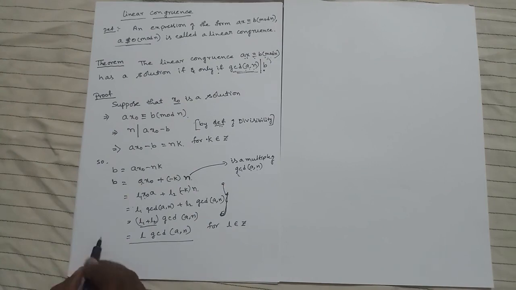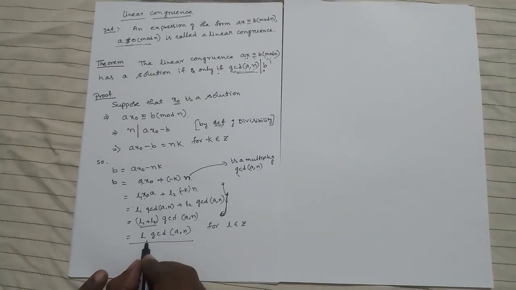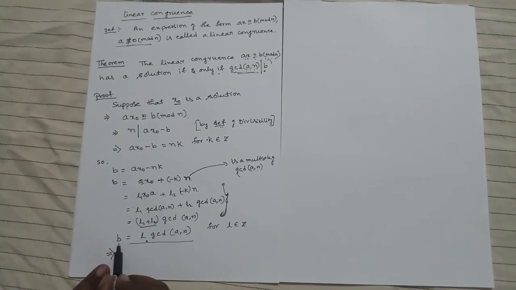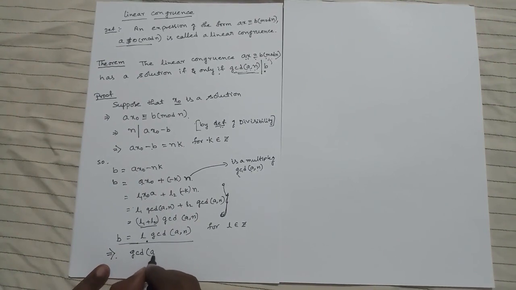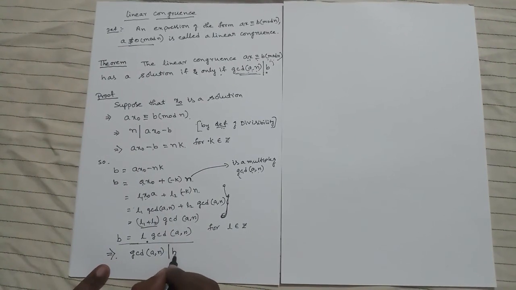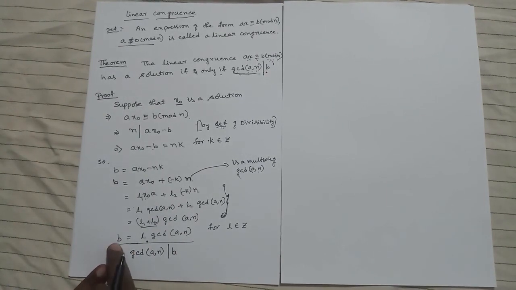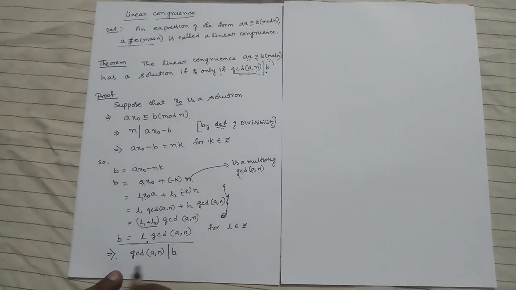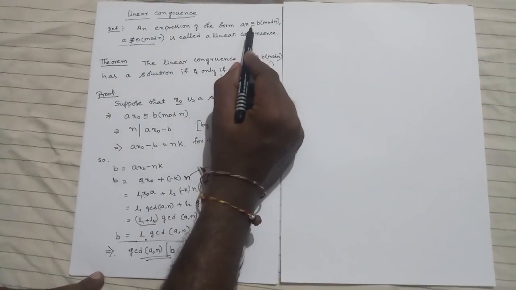Therefore, here b is there, so this can be written as GCD of a comma n divides b. By the divisibility property, b equals some integer into GCD of a comma n, so GCD of a comma n divides b. Remember that one. So this proves the theorem.